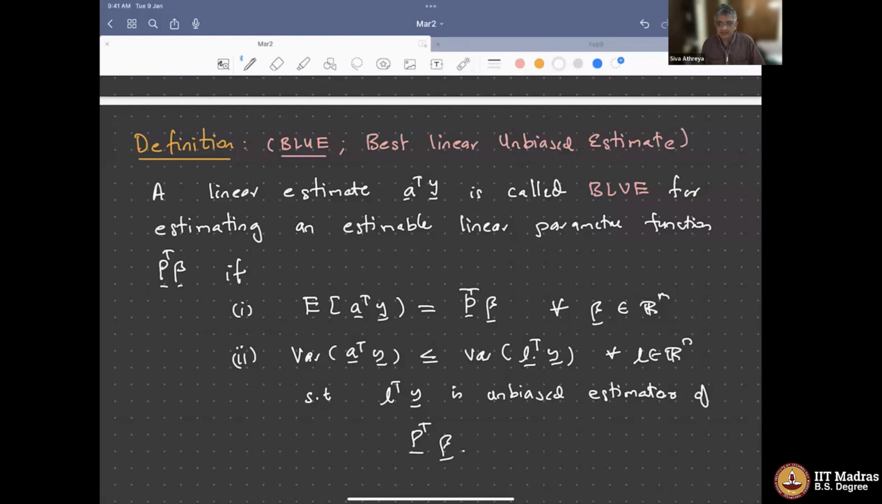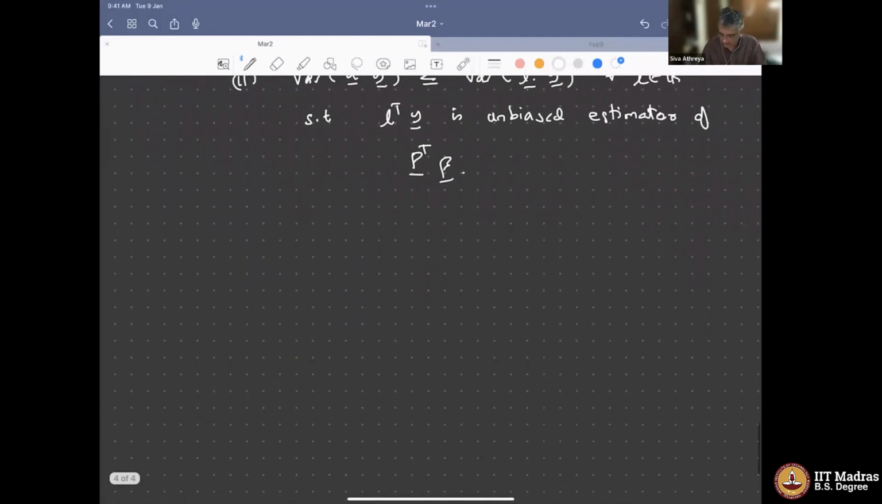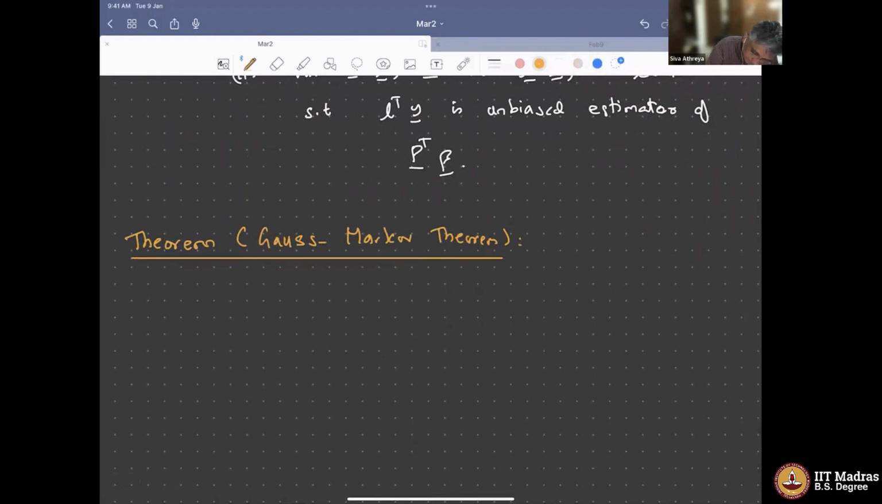So it's a very nice theorem, which we'll try and show today. I'll state the theorem, and in the next class I'll try to show the whole thing. This theorem is very famous. It's called the Gauss-Markov Theorem, the fundamental theorem in this area. So what does the theorem say?